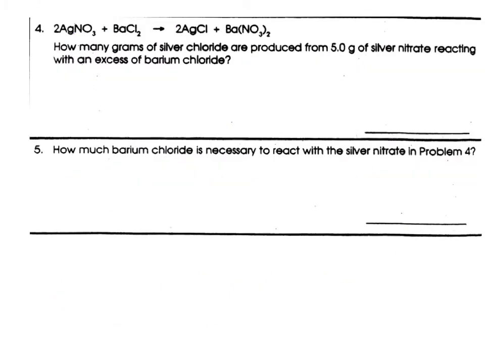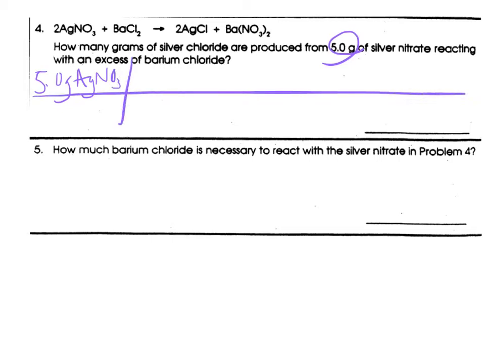Okay. For problem 4, starting with 5 grams of silver nitrate. I'm going to try and find grams of barium chloride, or excuse me, let me undo that. We want to find silver chloride, excuse me, getting ahead of myself here. So you're going to have 1 mole of silver nitrate and its molar mass, and if you calculate that, you get 169.88 grams. So those will cancel from the balanced equation.